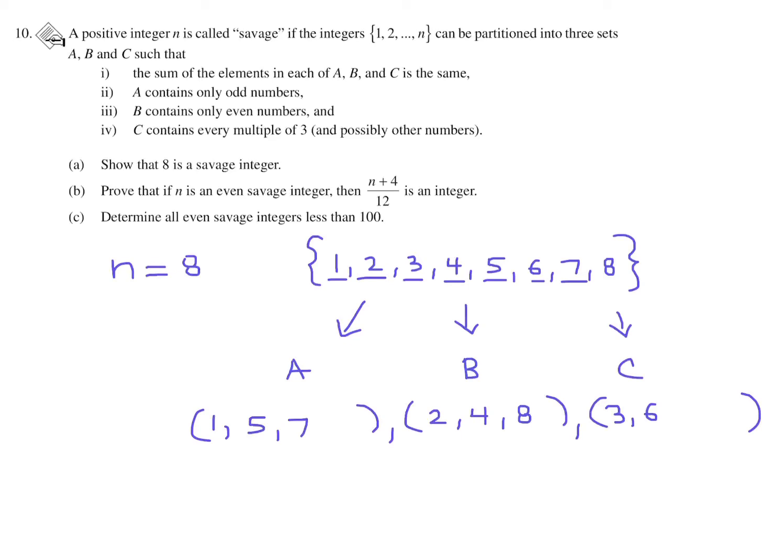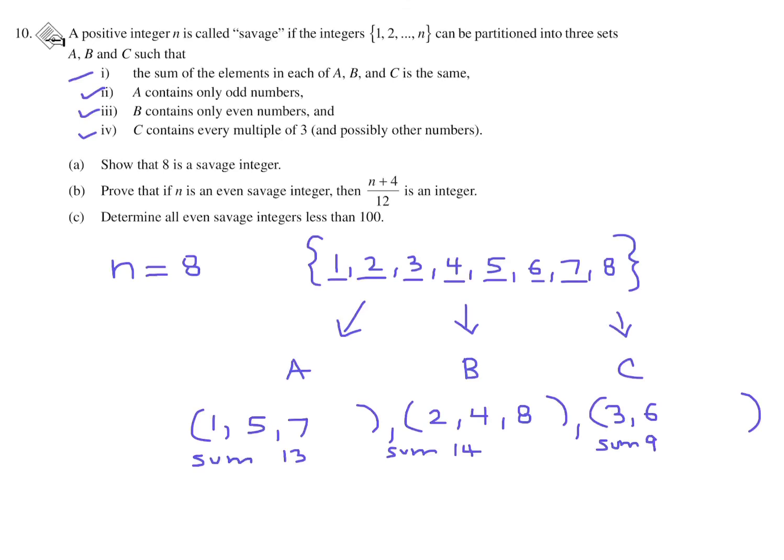Is that going to work? Well, let's see. What is the sum? The sum here is 6 plus 7, which is 13. The sum here is 14. And the sum here is 9. So that obviously doesn't work. We satisfied conditions 2, 3, and 4 pretty well, but condition 1 is not satisfied because the sum in all 3 has to be the same.